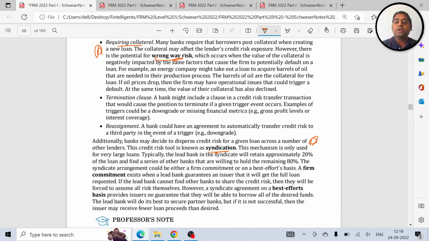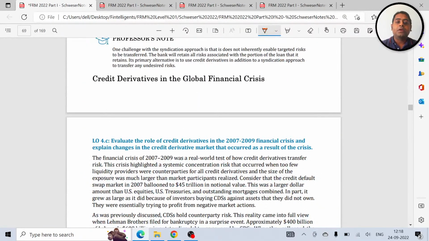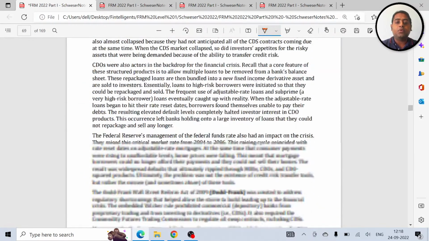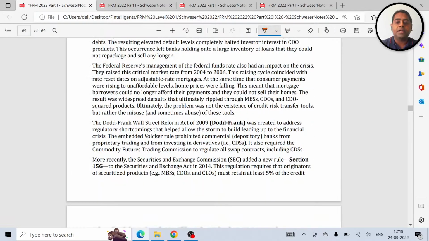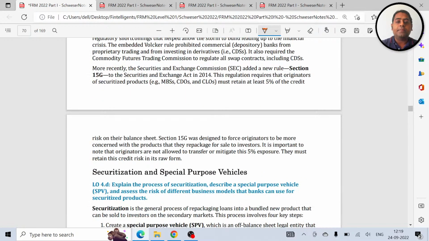Syndication is also important. Within syndication, you can have best effort and firm commitment. So when you're reading, please make sure that you read the entire content or entire paragraph properly for the exam. The credit derivative part is more or less not so important. I don't feel it might get tested.